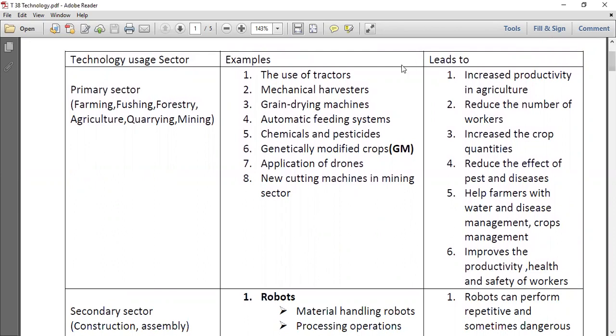We talk about the use of tractors, mechanical harvesters, grain drying machines, automatic feeding systems, chemicals and pesticides, genetically modified crops, application of drones and new cutting machines and mining in the sector.